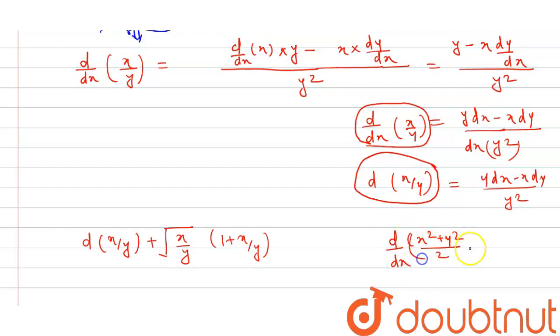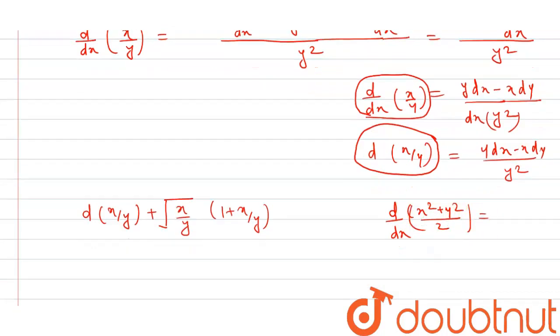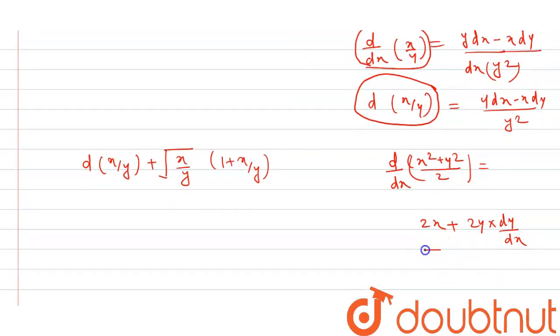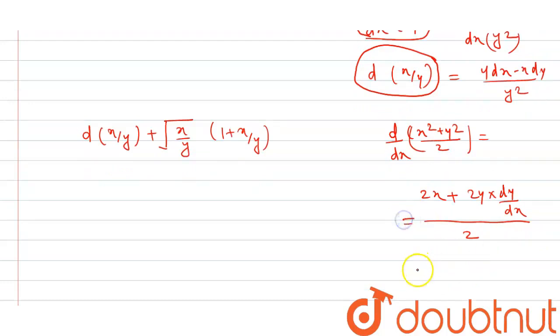Okay, if you want to differentiate (x² + y²)/2, what will we get? We will get 2x plus 2y multiplied by dy/dx, and in the denominator 2 will be as it is. So what you will get is x dx plus y dy.